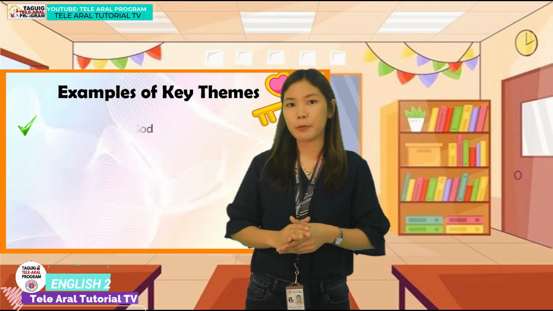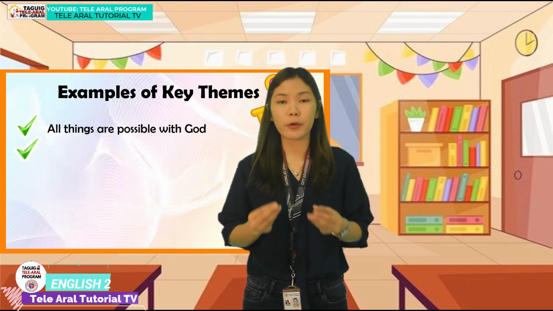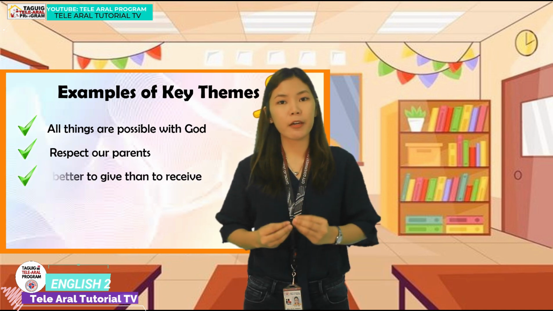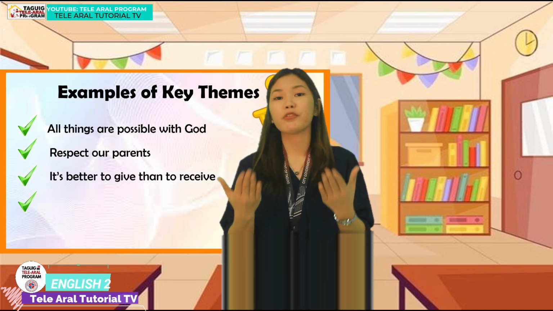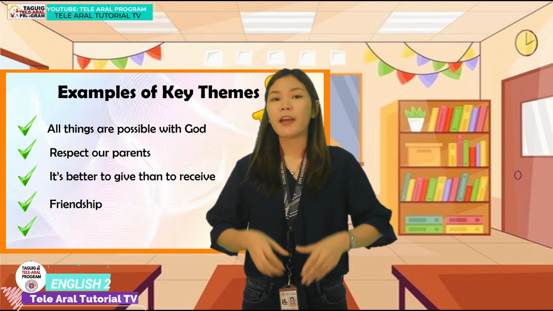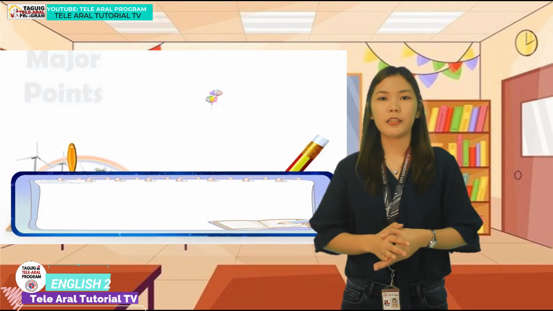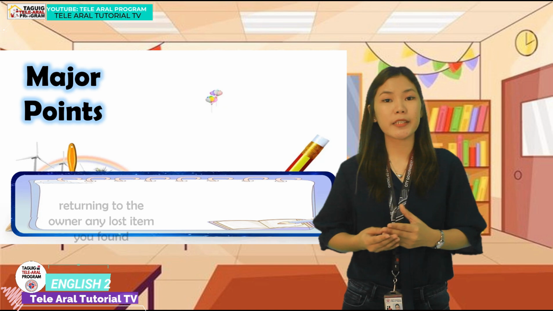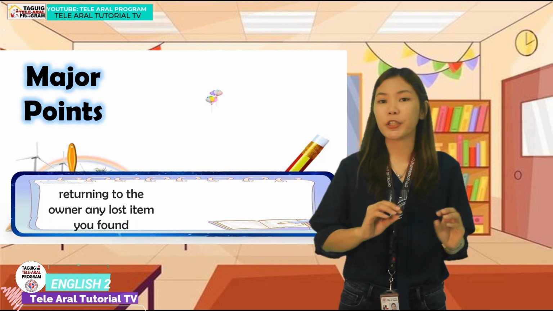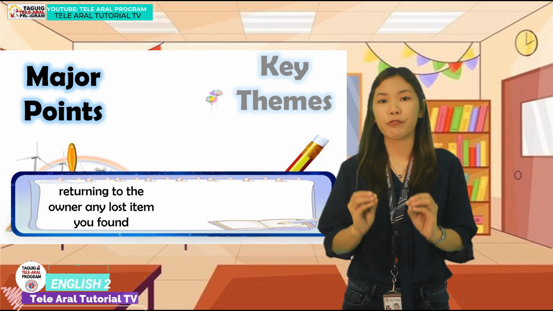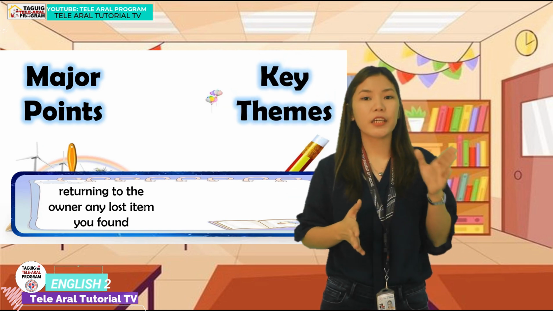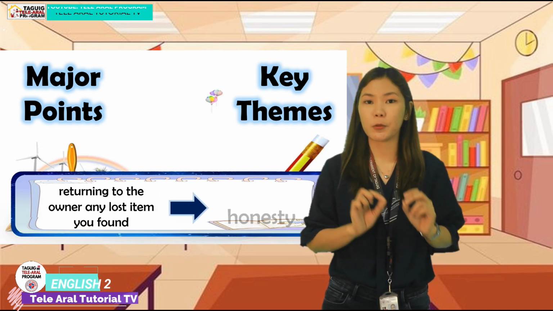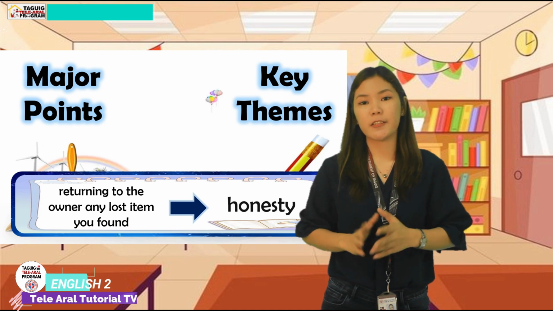Here are other examples of key themes that we can find in a story or text. All things are possible with God. Respect your parents. It's better to give than to receive. Friendship and love your enemies. Always remember, the major points tell us what the story is all about, such as returning to the owner any lost item you found. On the other hand, the key themes tell us the lesson or moral that the author put in the text or story, such as honesty.